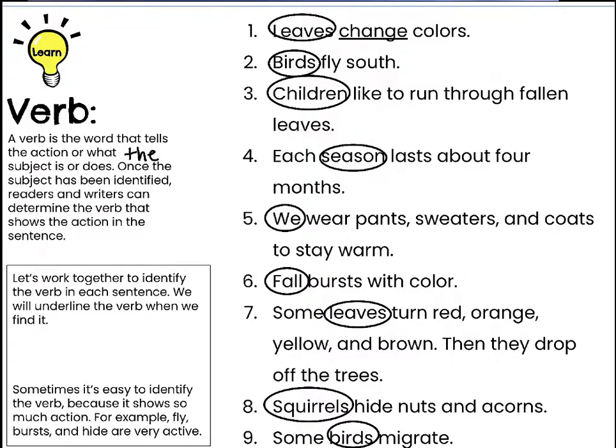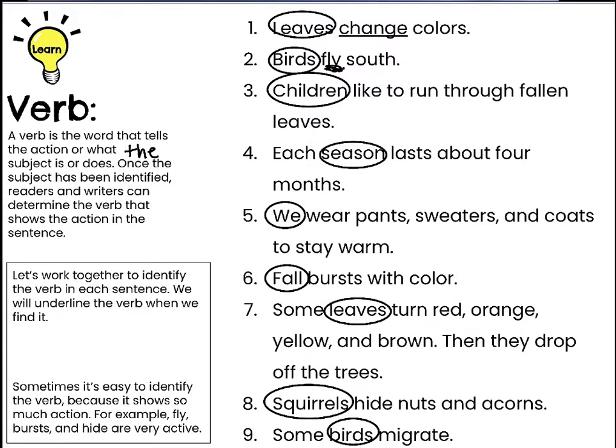So we did number 1 together already. So let's try number 2. Birds fly south. What are the birds doing? They're flying. 3 says, children like to run through fallen leaves. Now looking at this sentence right away, I know run is a verb, but like is also a verb. You can like something, it's an action. So who or what likes to run through fallen leaves? We have the children as a subject. Their action is to like running through.